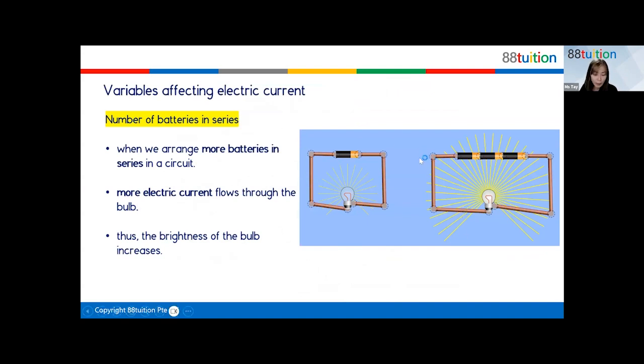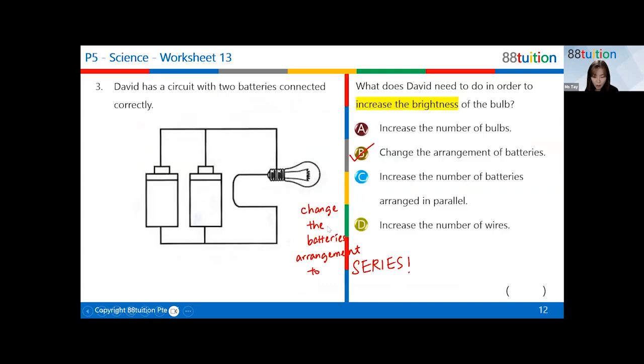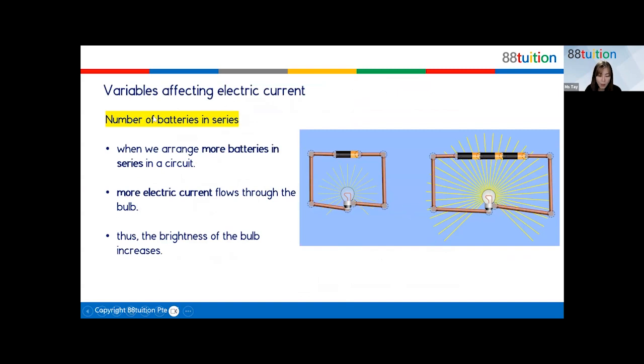Now, following the question, we did talk about changing the arrangement to series. So this is to prove to you, when you arrange more batteries in series, you are allowing more electric current to flow through the bulb. Can you see that? Here only one battery, the brightness is only like that. When I increase to 3 batteries, wow, it's going to be so bright. So the room is going to be a lot brighter, right? Okay, so this is how we can remind ourselves.